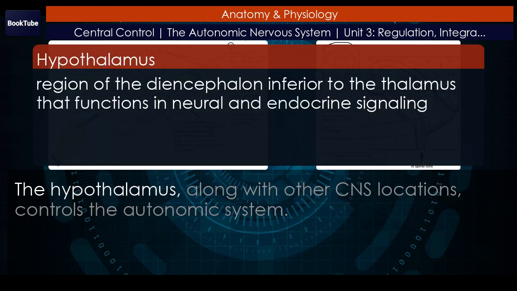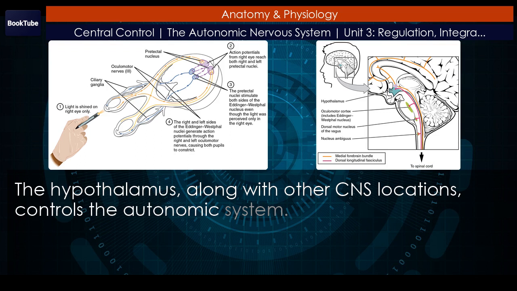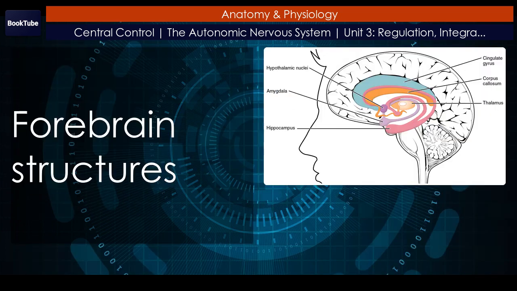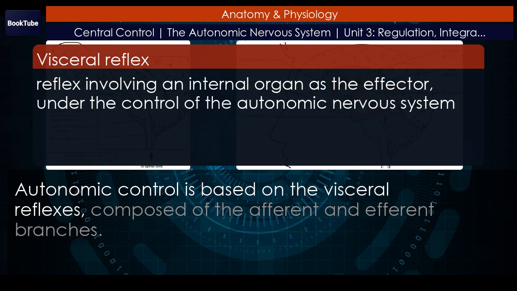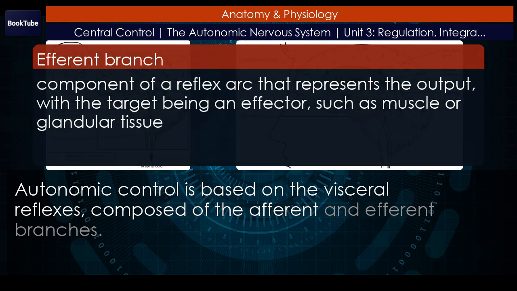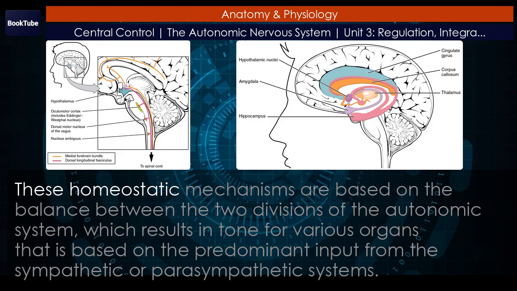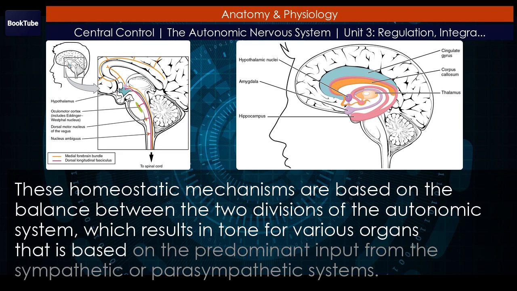The hypothalamus, along with other CNS locations, controls the autonomic system. Forebrain structures. Autonomic control is based on the visceral reflexes, composed of the afferent and efferent branches. These homeostatic mechanisms are based on the balance between the two divisions of the autonomic system, which results in tone for various organs that is based on the predominant input from the sympathetic or parasympathetic systems.